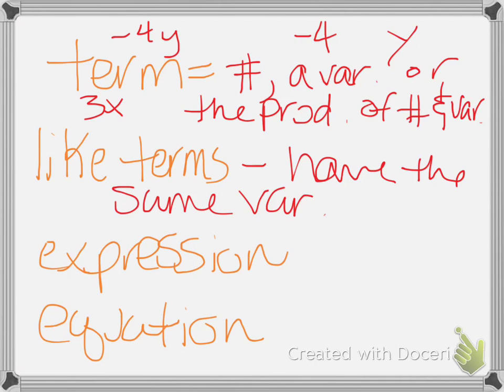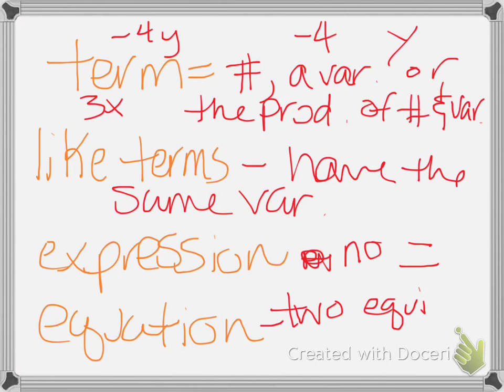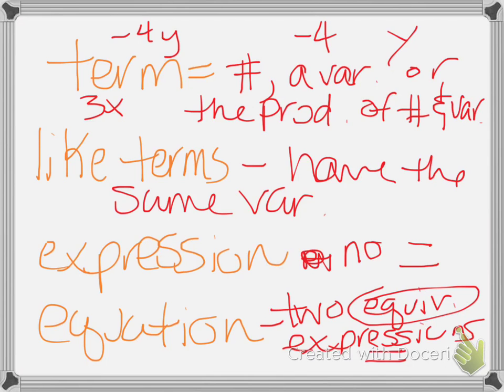An expression is a collection of terms, no equal sign. Okay, so it can be numbers, variables, numbers being multiplied by variables, and operations like addition, subtraction. No equal sign. An equation is two equivalent expressions, and it has an equal sign. Two equivalent expressions is what we have. Equivalent is the same thing as having an equal sign.